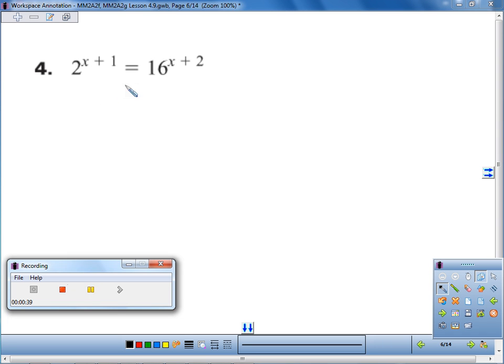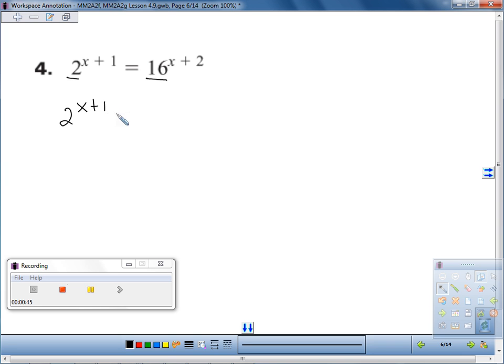Alright, number 4. Now here we need to get the same base. So we're going to get to the base of 2. So 2 to the what power gives us 16? 2 to the 4 power. So we'll end up with this. So now that we have the same bases, we can just put the exponents equal to each other. So we have x plus 1 is equal to 4 times x plus 2.